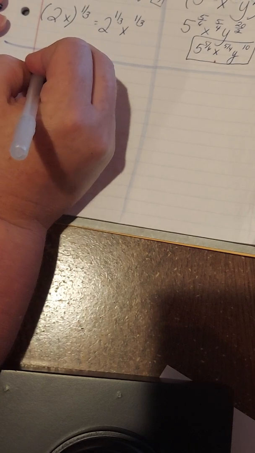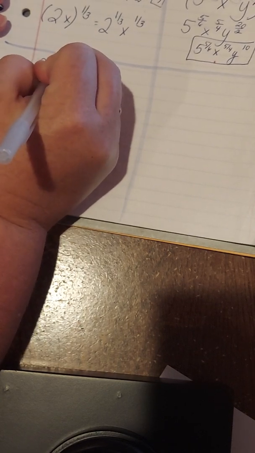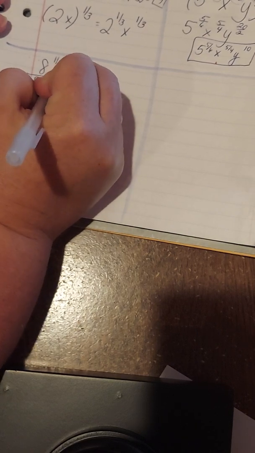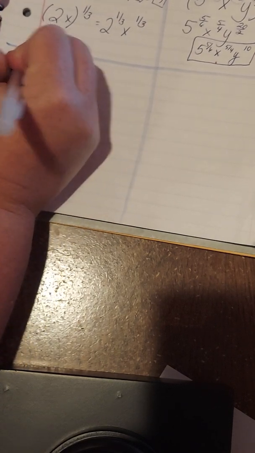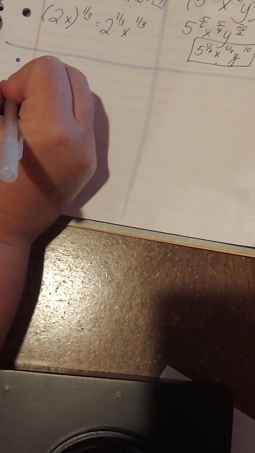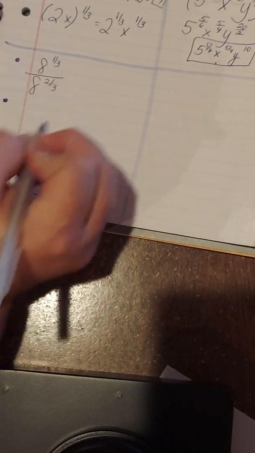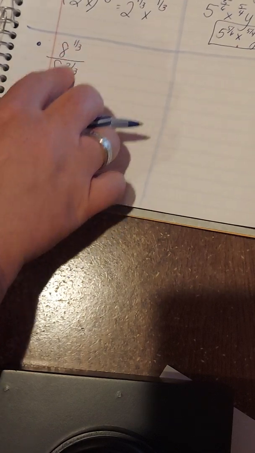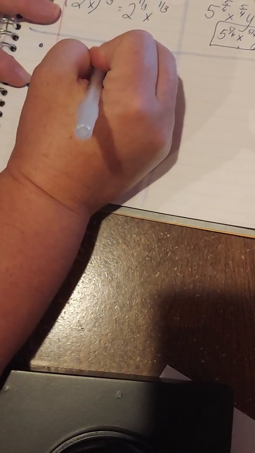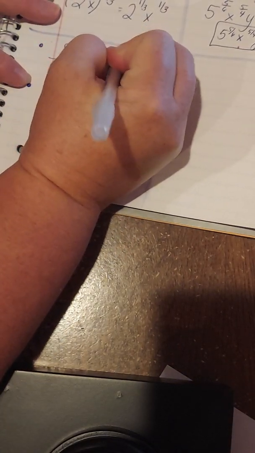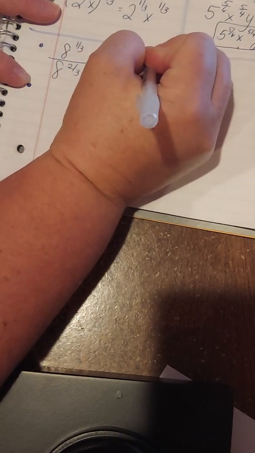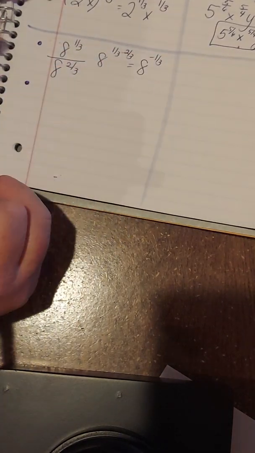All right, let's do division. 8 to the 1/3 over 8 to the 2/3. I'm going to put 2 dots here because we're actually going to cover 2 concepts here. All right, so if I'm dividing, I want to subtract exponents. So this is like saying take 1/3 minus 2/3. Gives you 8 to the negative 1/3 power.